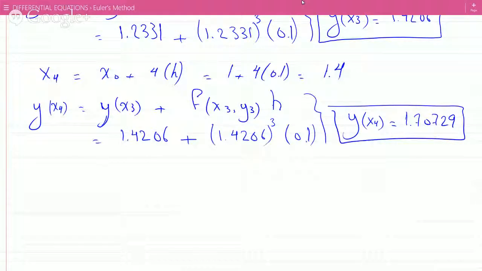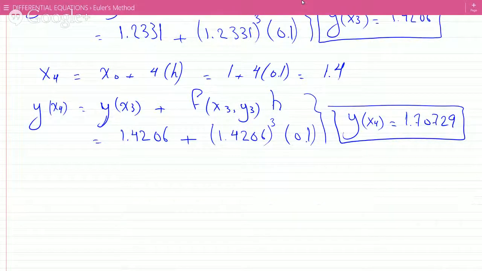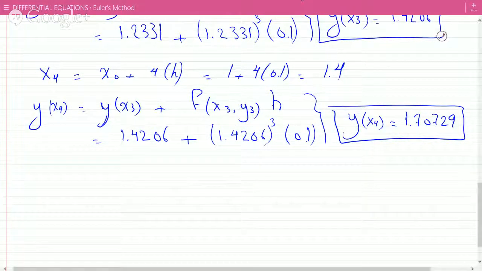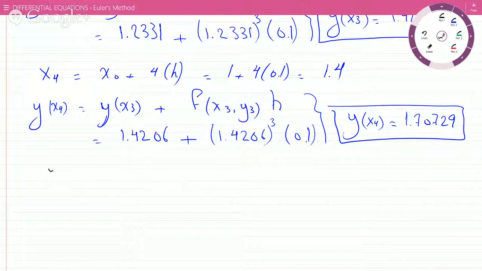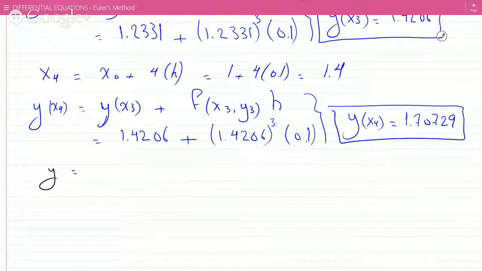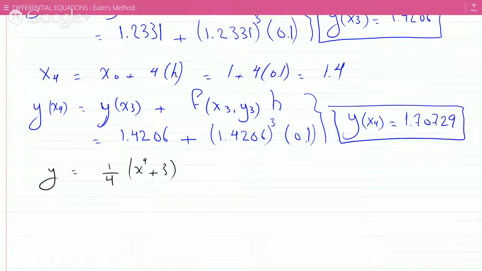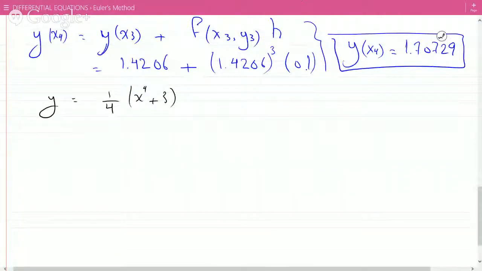Now, to compare them to the explicit solution, that's fairly straightforward. You just plug them in. So the solution is y equals 1/4 x to the 4 plus 3. So now we can make a table.